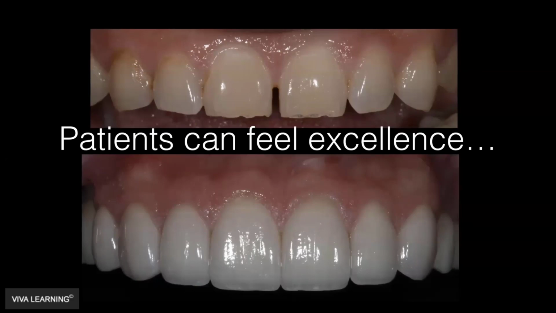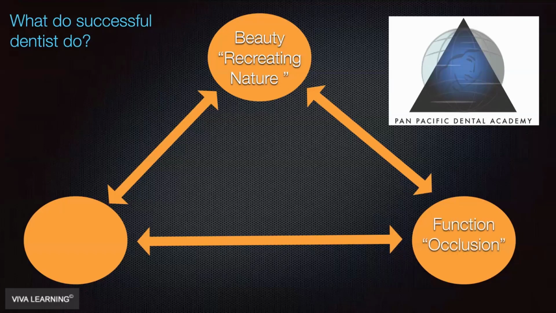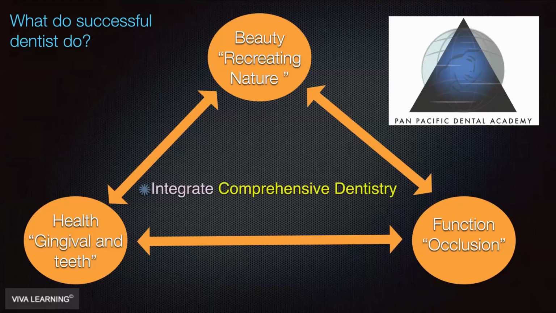Okay, so you've got to choose smart, you've got to choose wisely, and be aware that there are limitations to direct resin. So what do successful dentists do? It's really about recreating nature on a foundation of functional occlusion and good gingival health and dentition. This is what I do every day for my patients. I integrate comprehensive dentistry. That is what I've been doing all this time, and I've been very fortunate. I've developed a very successful couple of practices with this, and that's why I share this through the Pan Pacific Dental Academy.